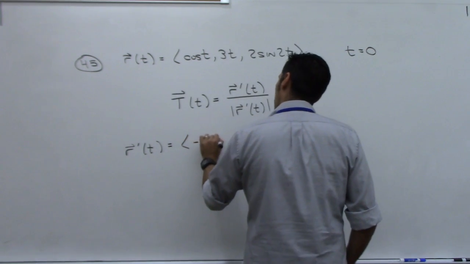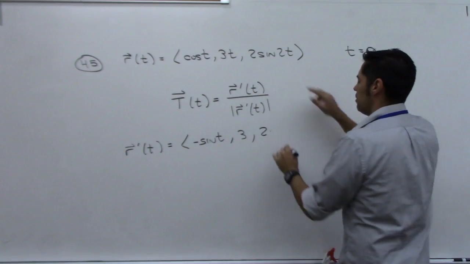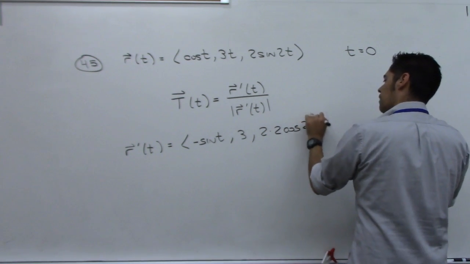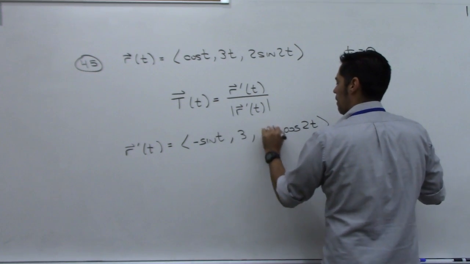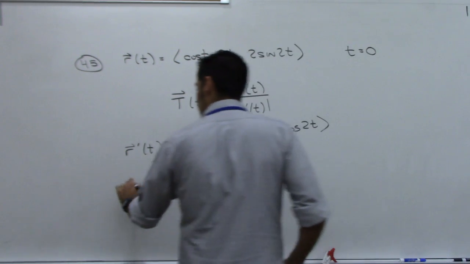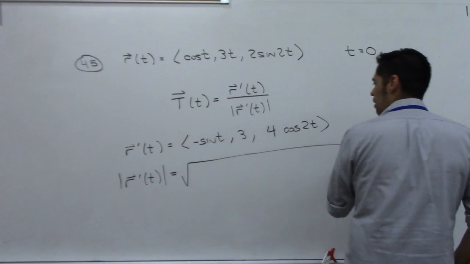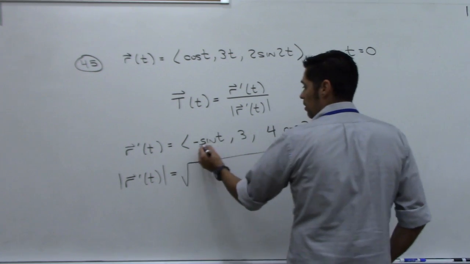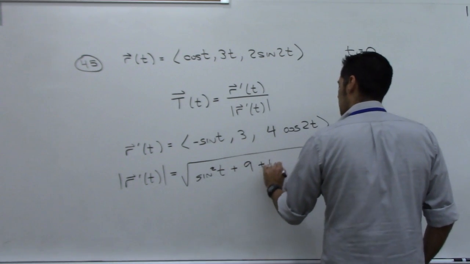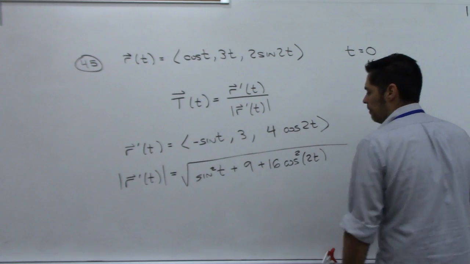Negative sine t, 3. And then here, the 2 is going to come for the ride. Derivative of sine of 2t is cosine 2t, but then times 2 again, so chain rule. This will be a 4. So there's your derivative. And now I want to scale it by its own length. So let me find the magnitude of this derivative, which is the square root of, and now we get to start squaring stuff. So this squared is sine squared t, plus 9, plus 16 cosine squared 2t, like that.